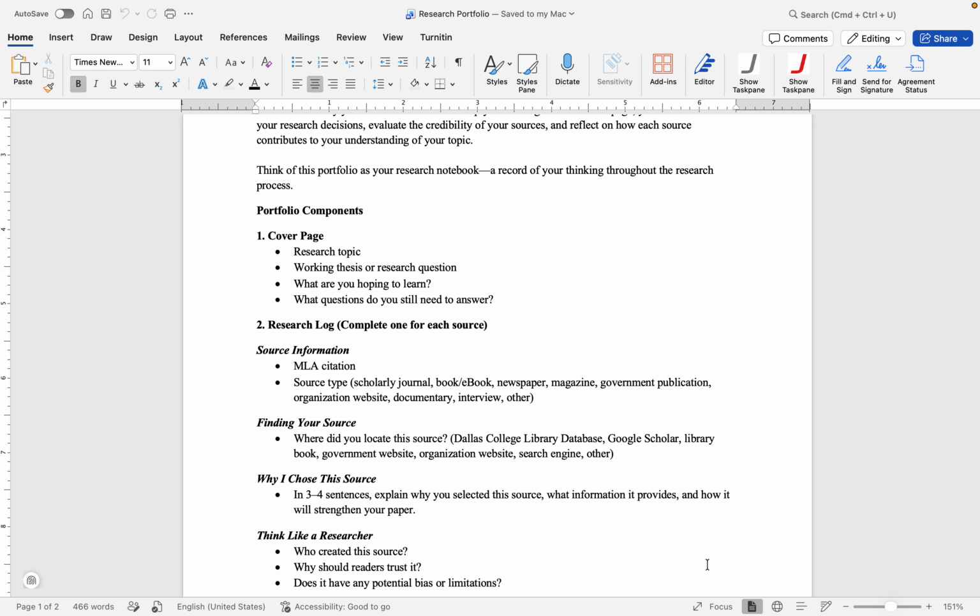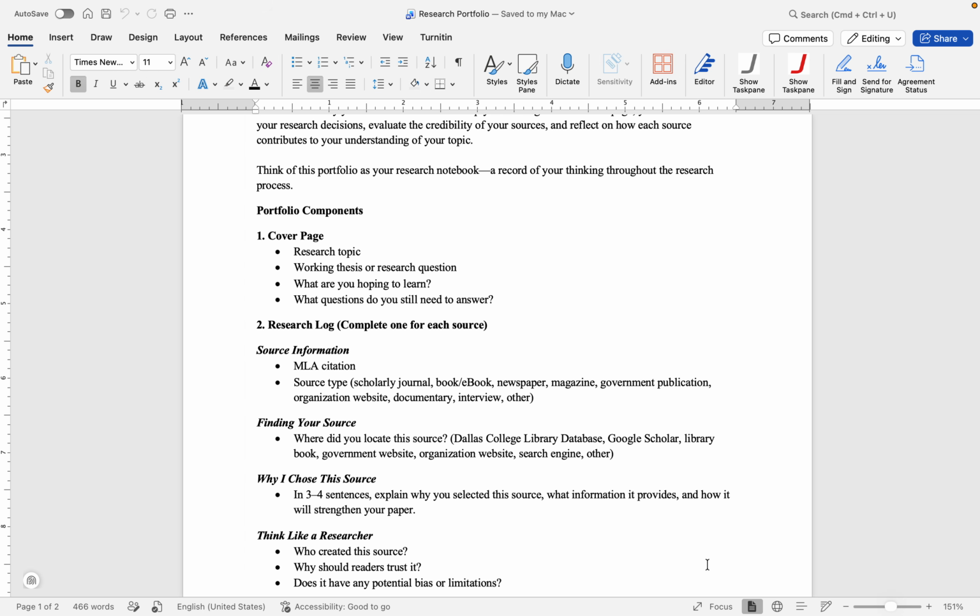The first thing in your portfolio is going to be your cover page. Let me know what your research topic is, your working thesis or your research question, what you're hoping to learn, and what questions you still need to answer.